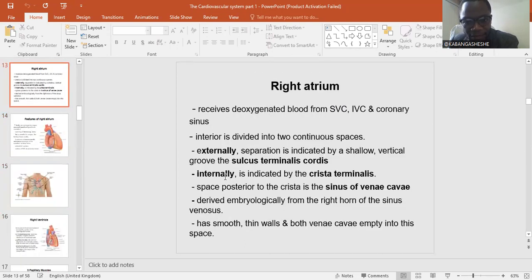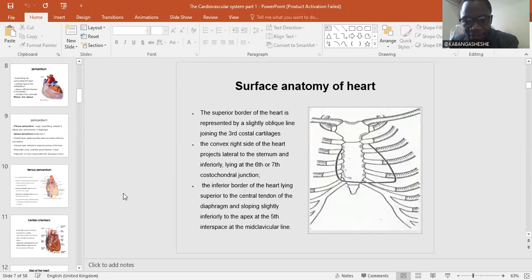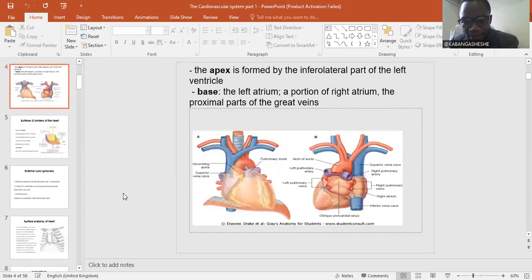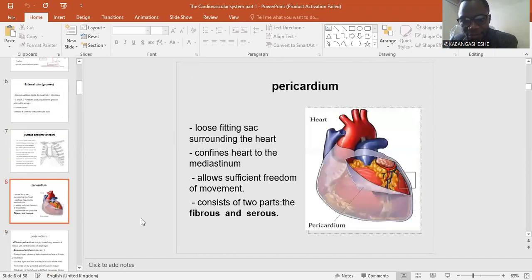Sulcus terminalis cordis, or simply sulcus terminalis. Now, the sulcus terminalis is representing a structure at the same plane inside the right atrium known as crista terminalis.